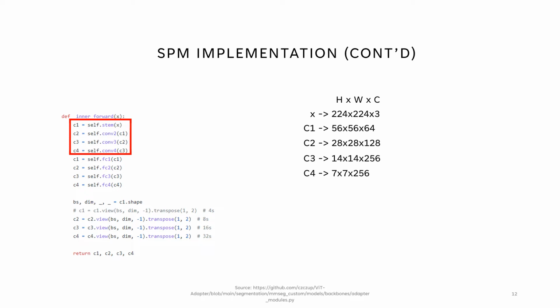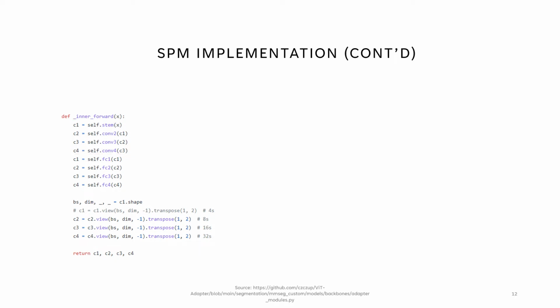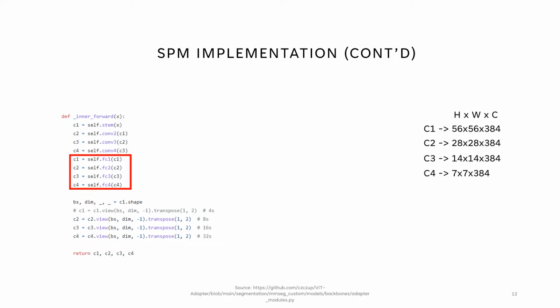The next set of computations are the 1 by 1 convolution layers to project the features to each have 384 channels. These features each keep their respective resolutions. The feature maps are then reshaped using the view function and transposed for further interactions. In the ViT-Adapter module, the features are then flattened and concatenated.